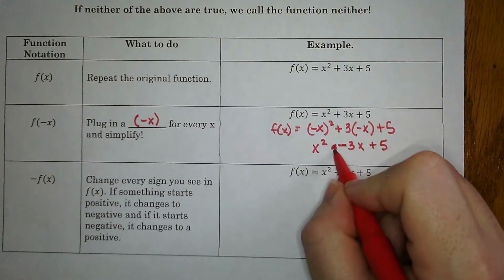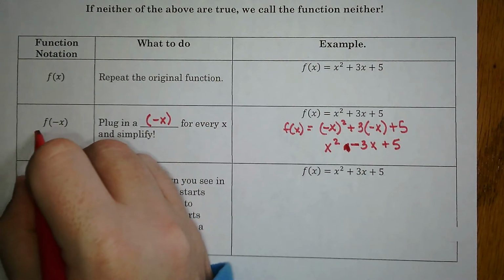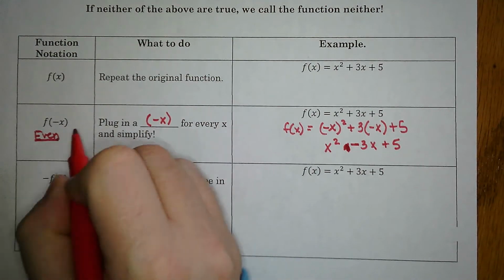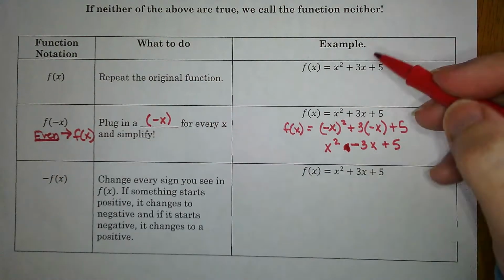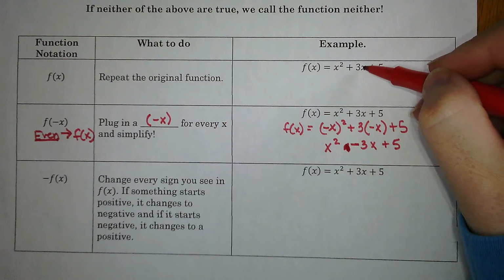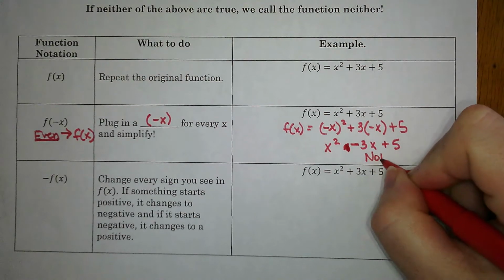Okay, so here's the thing. Here's if it's even. Do we get the same exact thing we started with? Do we have an x squared? Yes. Do we have a positive 3x? No. So this is not even.